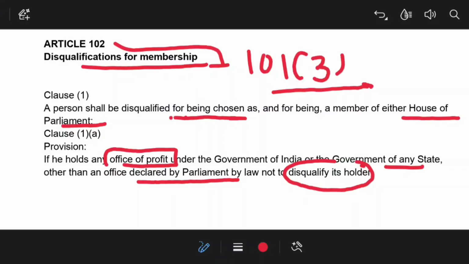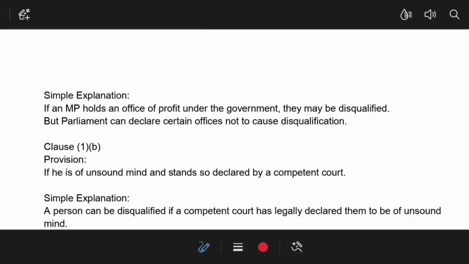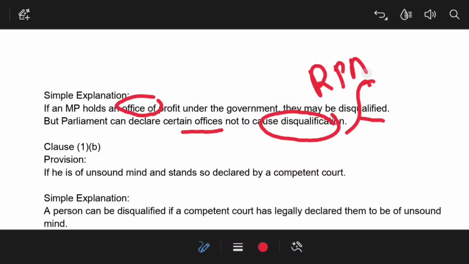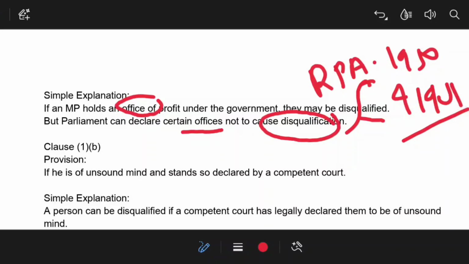But there are some other offices that are under the office of profit, and if you fall under that category, then you will be disqualified from membership of the House of Parliament or even the state legislature. So if an MP holds an office of profit under the Government of India or the government of a state, they may be disqualified, but Parliament can declare certain offices not to cause disqualification, and this is included in the RP Act of 1950 and 1951, the Representation of the People Act, right?